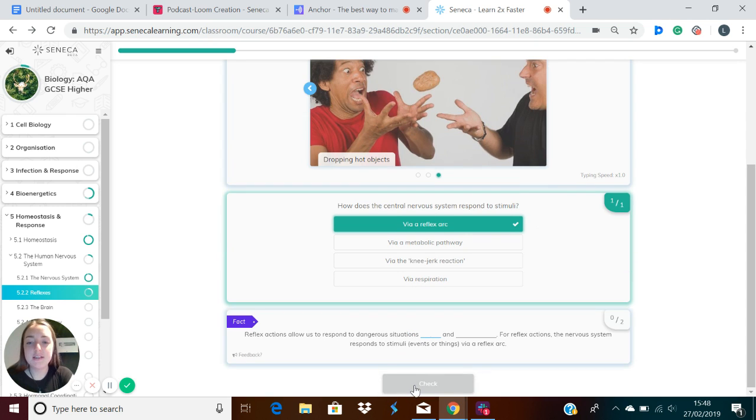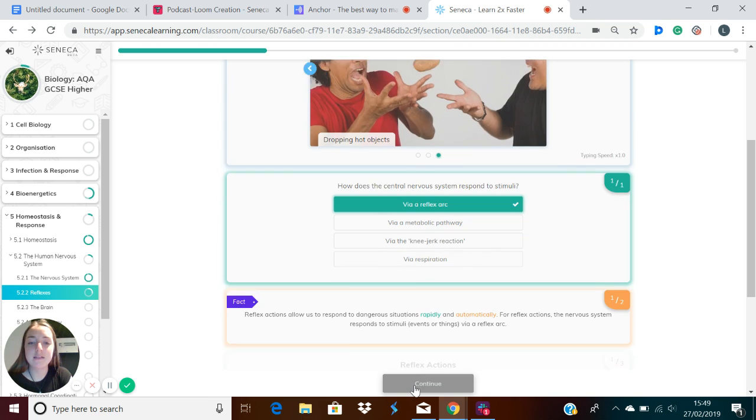So reflex actions allow us to respond to dangerous situations quickly and effectively, automatically. For reflex actions, the nervous system responds to stimuli, which are events or things, via the reflex arc.